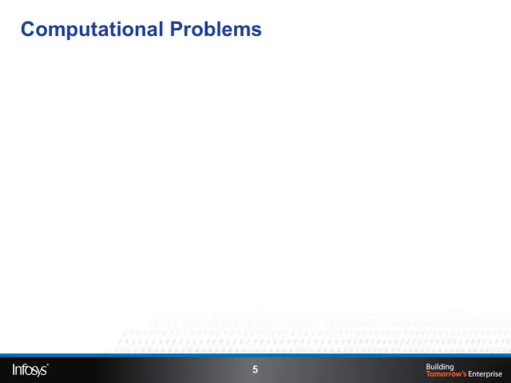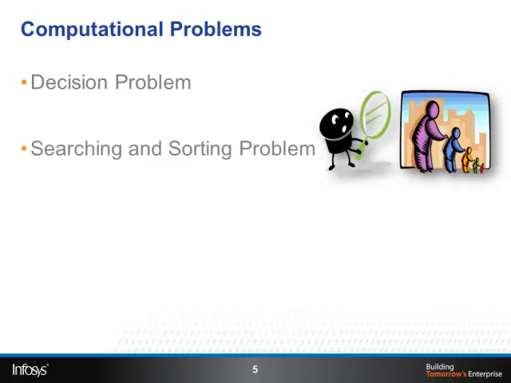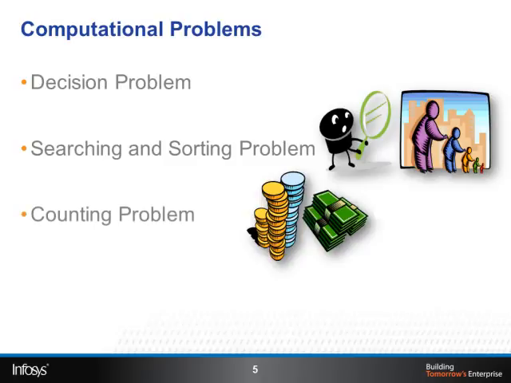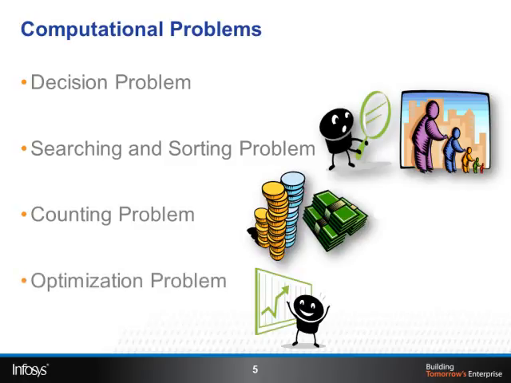The different types of computational problems are decision problems, where the answer for every instance is either yes or no. Searching and sorting problems, which involve searching an element from a given set of elements or arranging them in an order. Counting problems, which involve counting the number of occurrences of a type of element in a set of elements. And optimization problems, which involve finding the best solution out of the several feasible solutions.